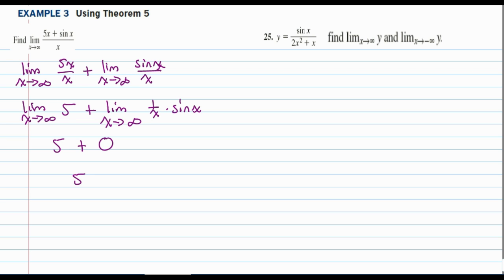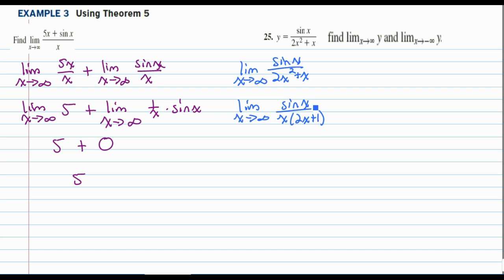Now try problem number 25. It says y equals the sine of x over 2x squared plus x. And we're going to find the limit as x approaches positive infinity and the limit as x approaches negative infinity. So I'll do the limit as x approaches positive infinity first of sine of x over 2x squared plus x. Well, this isn't like the last problem in that I can't break up the addition sign in the denominator, but I can factor out an x in the denominator.